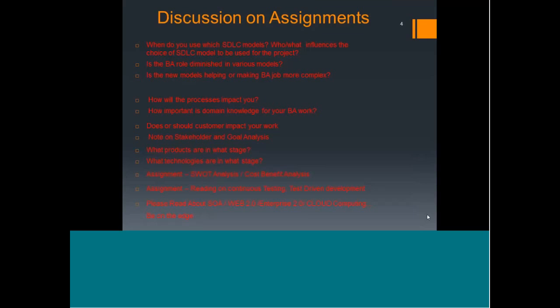So my question to all of you is, who and what influenced the choice of SDLC in a project? So I think the major factor is the type of project which we are getting, and the customer. If the customer wants to be involved in the whole project, then we have to take the agile one. But if the customer just wants it in a traditional manner, he just wants to give the requirements and then see the delivery, then we can take the waterfall method. I think that is one of the factors.